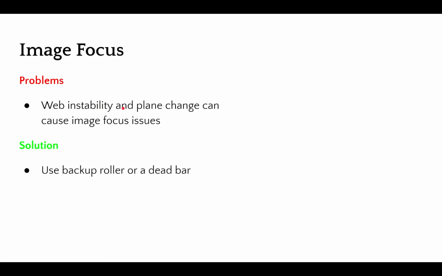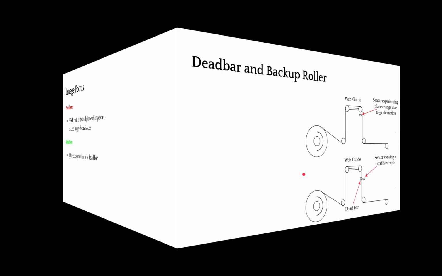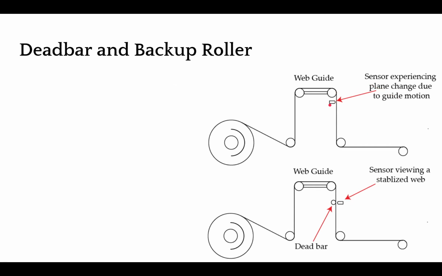The motion of the web guide itself causes plane change, and this could cause focus issues. The solution is using a backup roller or a dead bar, like what is shown here. So if you have a sensor that is looking at the edge of the web, or surface of the web for that matter, when the web guides actuate back and forth, this twisting in this span is going to cause the web to go closer and farther away from the sensor.